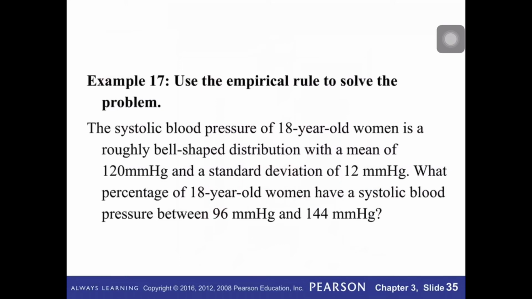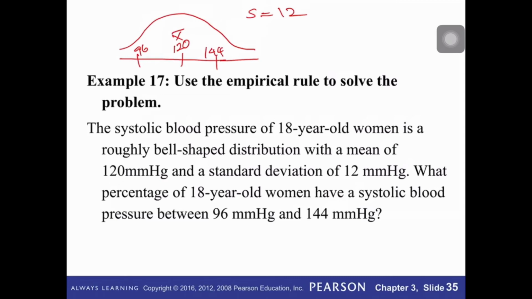Okay, let's see this one. The blood pressure of 18 year old women is roughly bell shaped. I'll draw it here; please consider this as a bell shape. Mean 120 mmHg, and standard deviation s is 12. So this is x bar. What percentage of 18 year old women have a systolic blood pressure between 96 and 144?